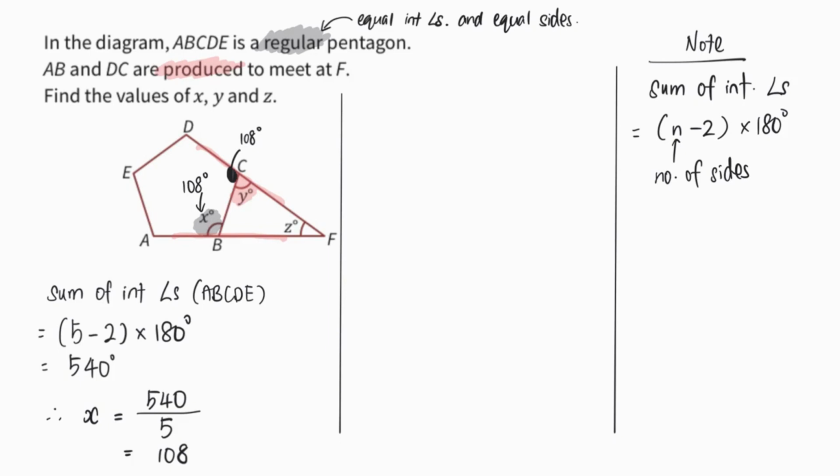So for y, it's also pretty straightforward. It's simply 180 minus away my 108, because they are adjacent angles on a straight line. This will give me 72.